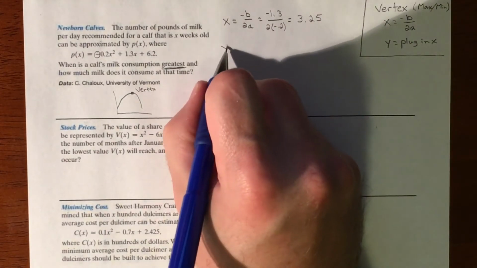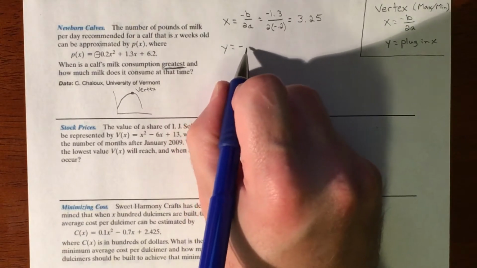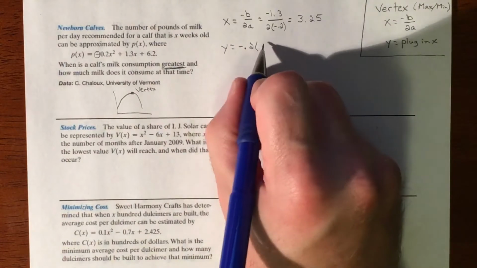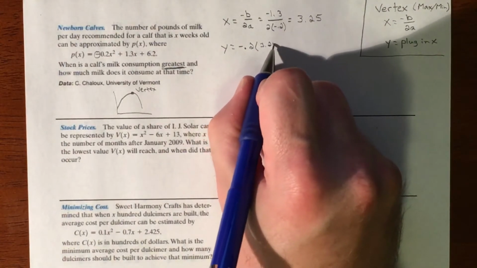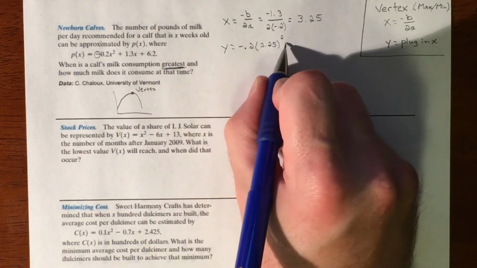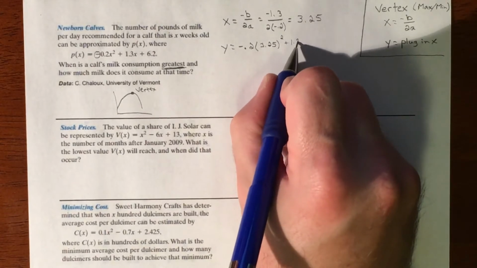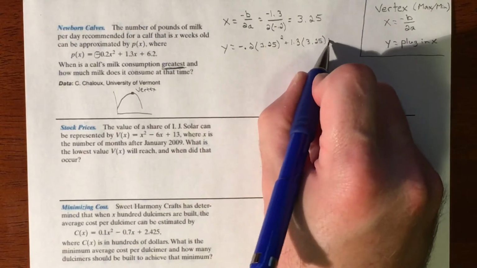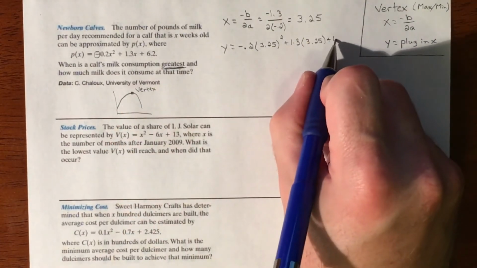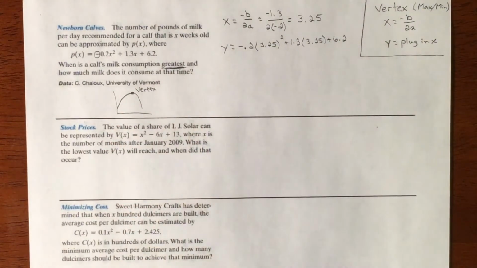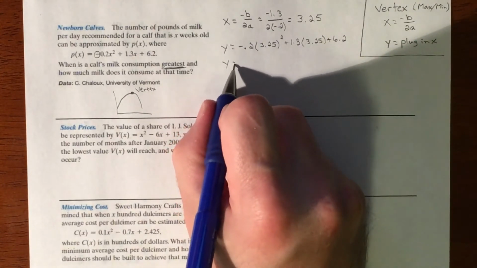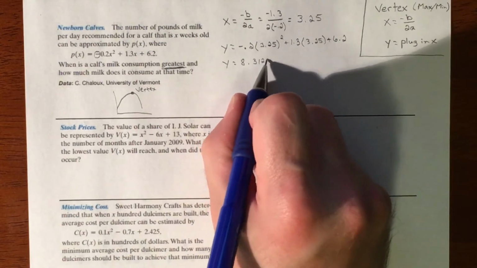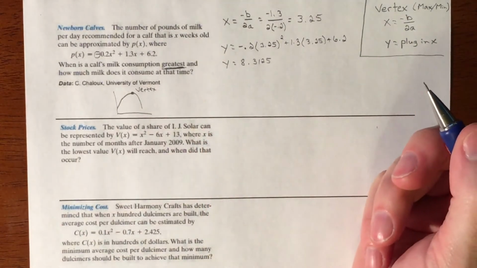So then the y value is us plugging that in. So negative 0.2 times 3.25 squared, and then plus 1.3 times 3.25, and then plus 6.2. So if we put that into the calculator, it gives us a value of 8.3125.